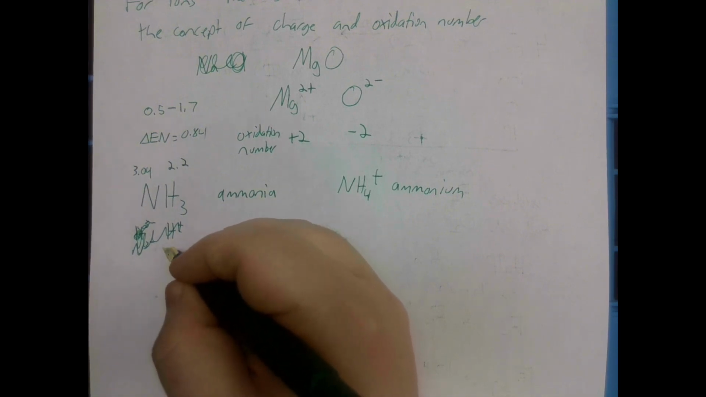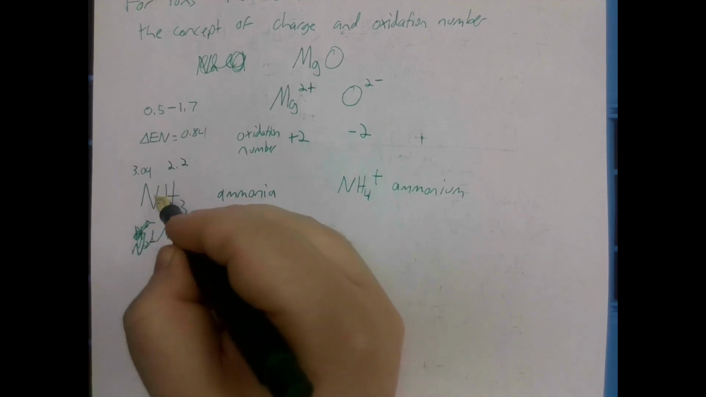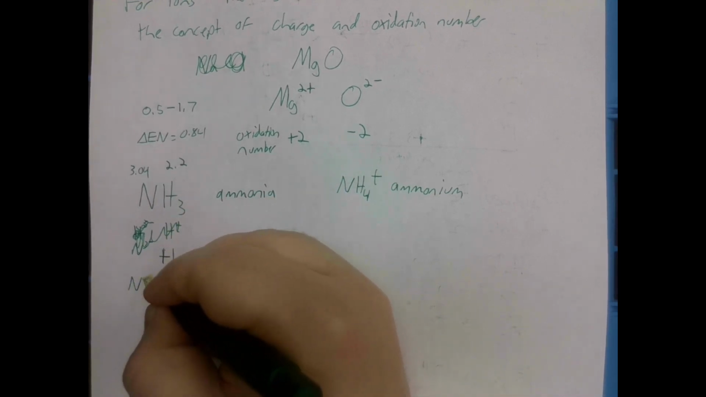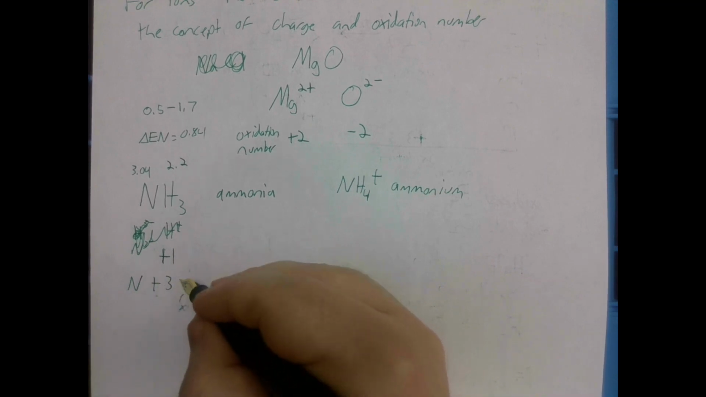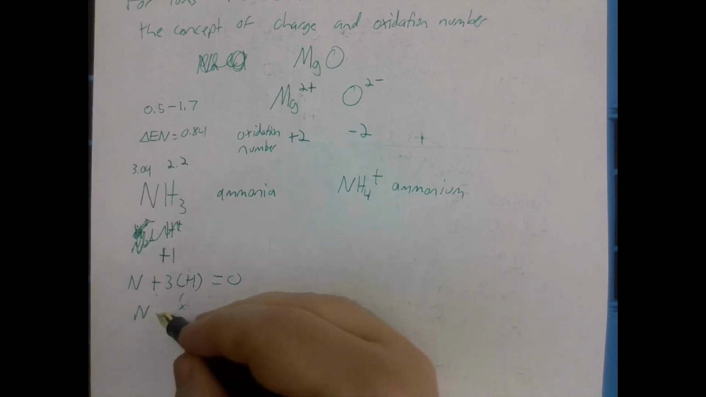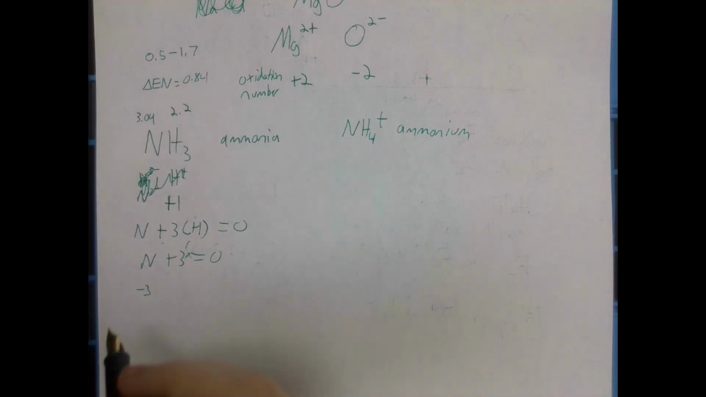Our rule is hydrogen is always +1. We know that the sum of these oxidation states has to add up to 0. So whatever N is, plus 3 times +1, must add up to 0. So nitrogen plus 3 has to equal 0. Nitrogen is -3. So often the case, the ionic charge, if it was ionic, does match the oxidation state or number.